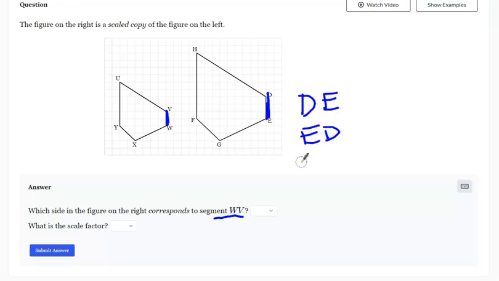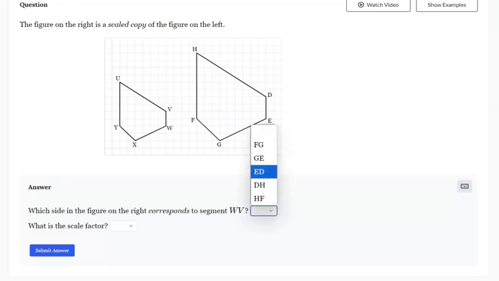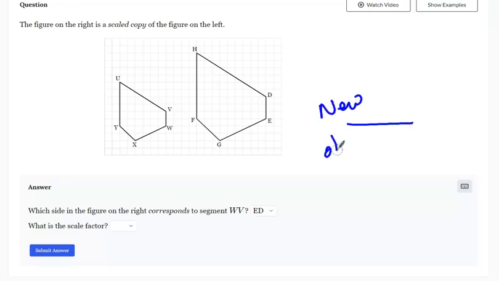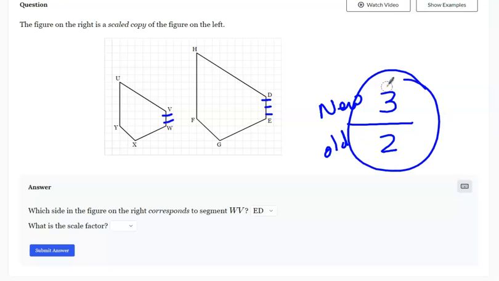Either way, it doesn't matter which way you name it. So we're going to choose that from the drop-down menu. And now we're going to compare the new length with the old length. So the new length is 3 boxes. The old length was 2 boxes. So that means the dilation factor is 3/2. So we're going to select that from the drop-down menu.